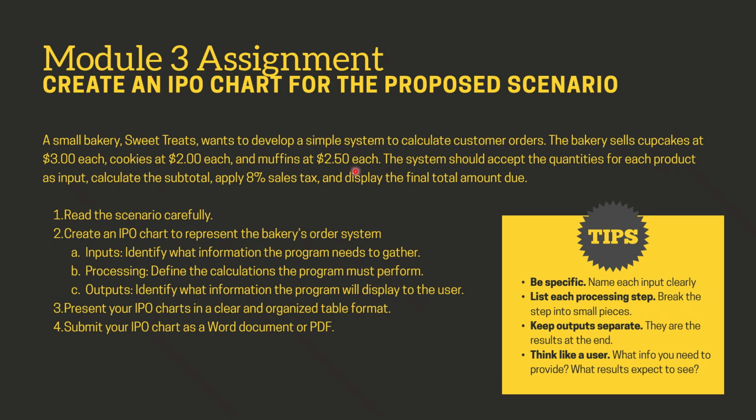And then what's our output? Our output is going to be the subtotal, because we're going to give them the subtotal. We're going to give them the sales tax. When you deal with an e-commerce app or look at a receipt, it doesn't just tell you the total. It tells you what the subtotal is, what the sales tax is, and what the final total is. So those three items are going to be our output.